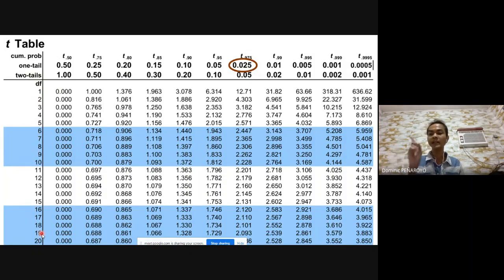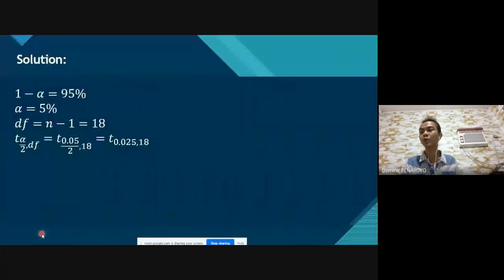So again, class, we will not use the sample size. What we will use is the degrees of freedom. Our formula for that is n minus 1. So 19 minus 1, so 18 is what we look for. Okay? So the intersection of the two will be the t-value. So we have here 2.101 as the t-value for this example. So that's for finding the t-value.